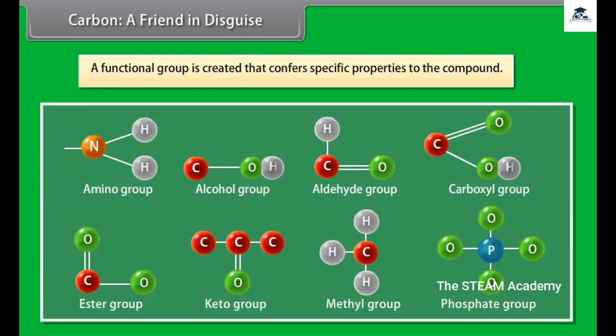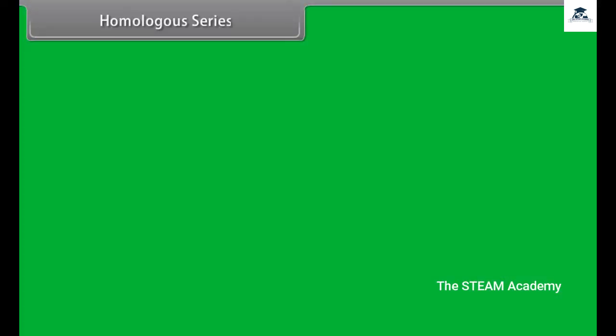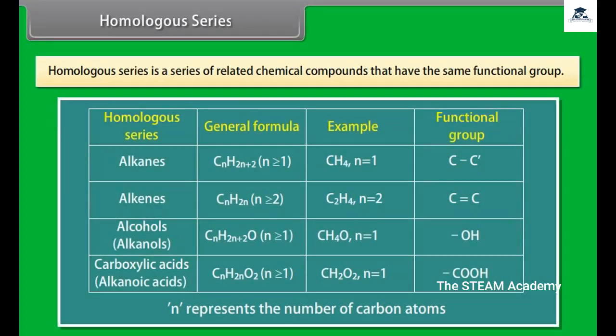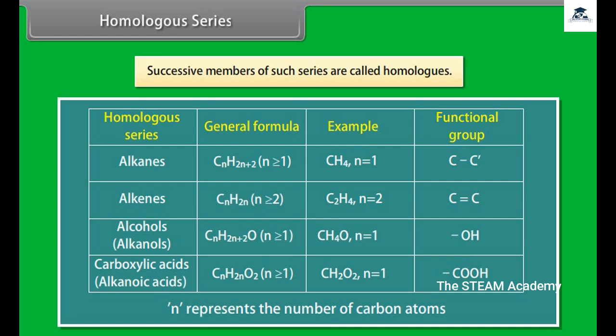carbon chain. Homologous series. Homologous series is a series of related chemical compounds that have the same functional group. These differ in formula by a fixed group of atoms. The successive members of such series are called homologous.